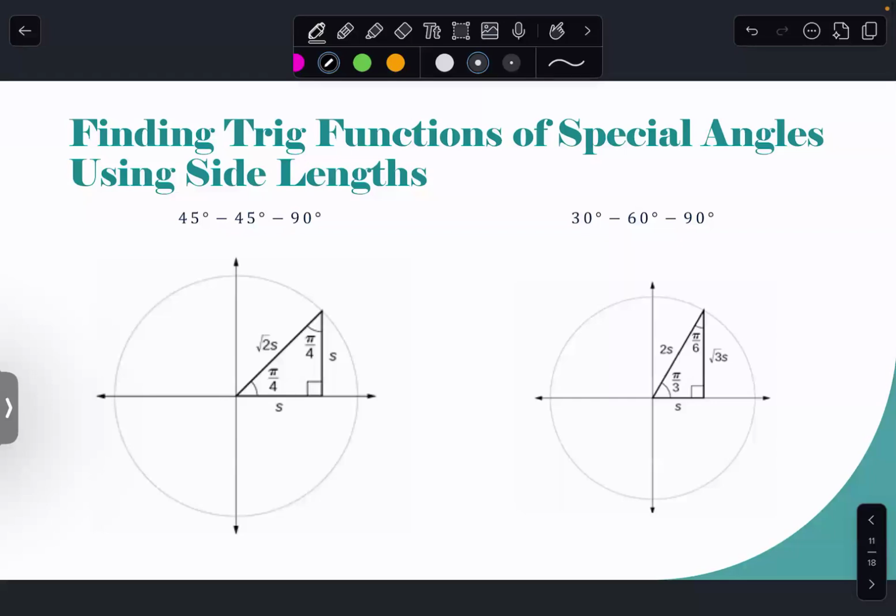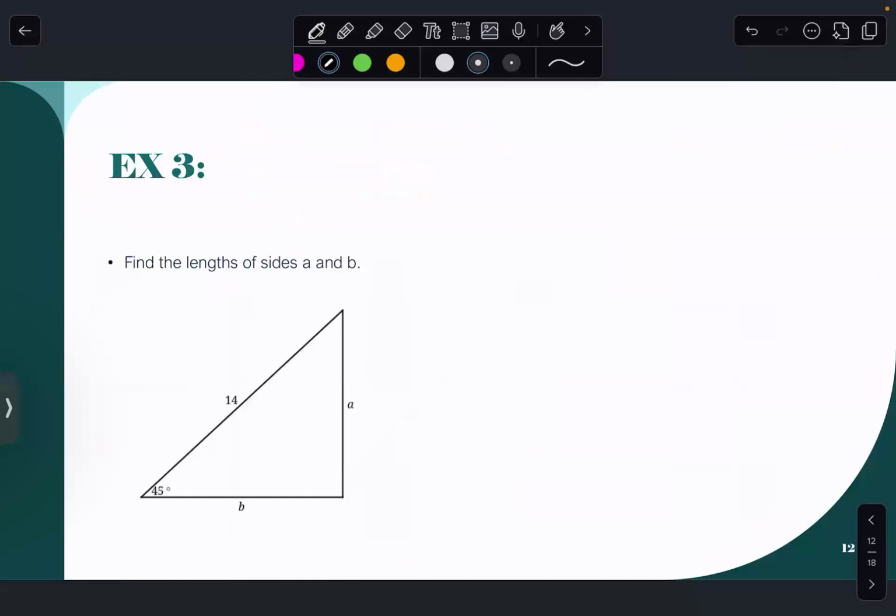So this is just a quick view. This first one is the 45, 45, 90 triangle. If I'm at 45 degrees here, that we also know as pi fourths, so it works the same in radians as well. And then over here, I think this one is the 60 degrees, and so we're at pi sixth. Okay, perfect.